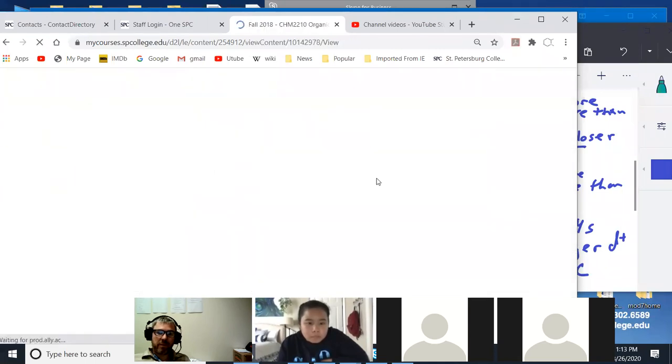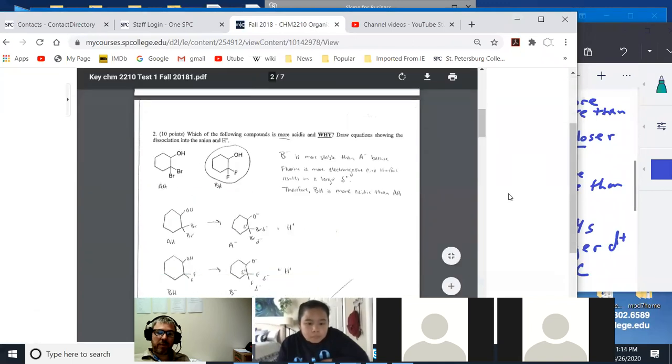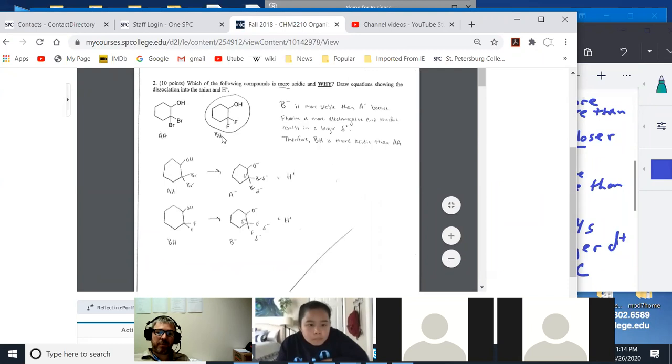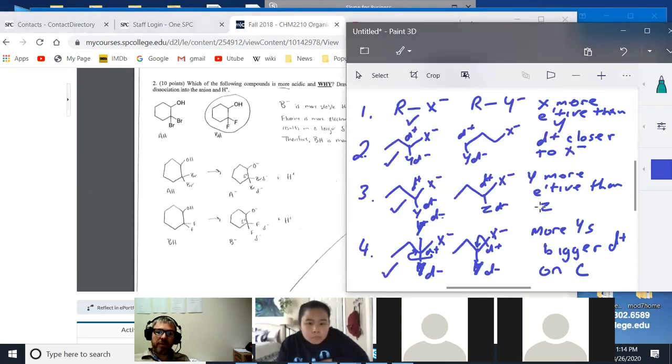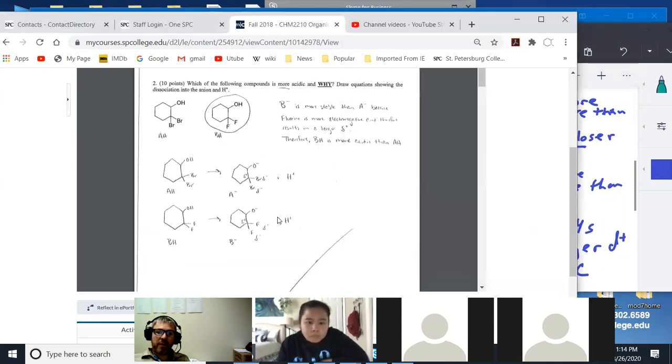Let's go take a look at this next one here. You can see how the student labeled AH and BH, and then they talked about them up here, and that's cool. So this one would be scenario 3 with the different elements here, and you can see again the delta minus, delta plus. B minus is more stable than A minus because fluorine is more electronegative and therefore gives a bigger delta plus. BH is more acidic than AH. So that's okay. That works as well because the statement has been made here about the anion stability. So they've incorporated that into the answer.